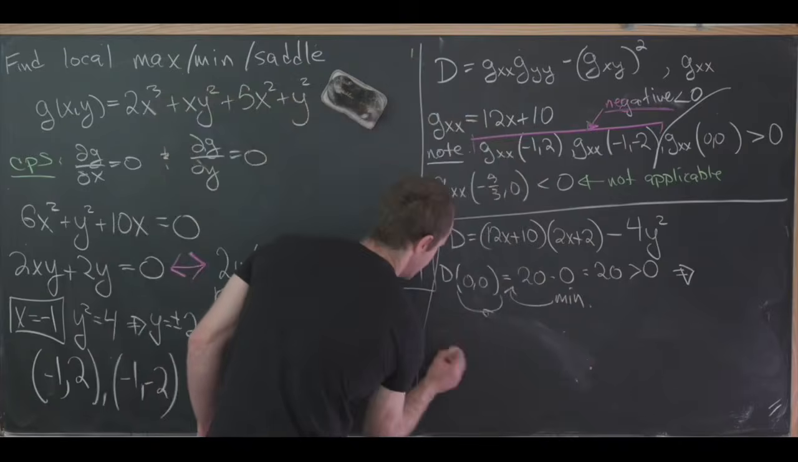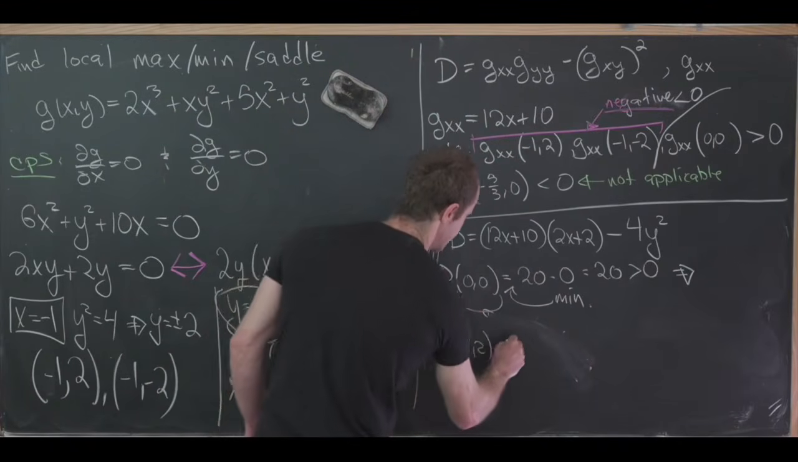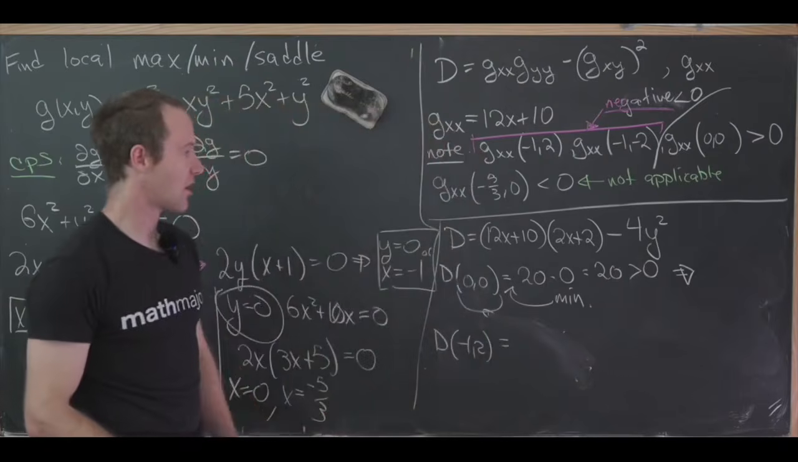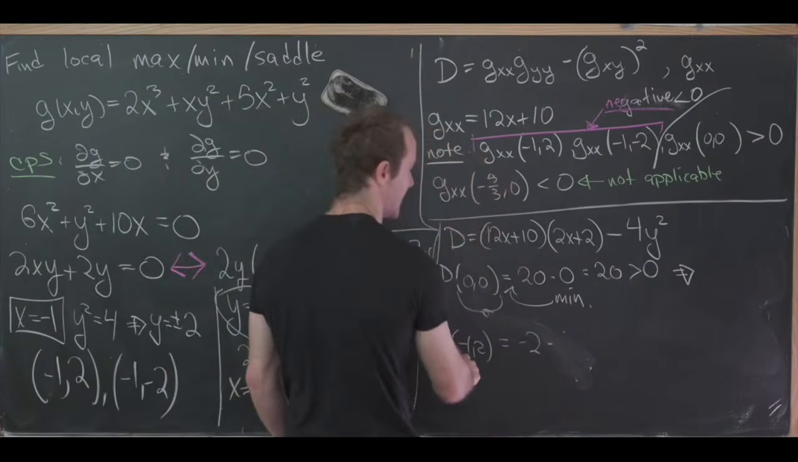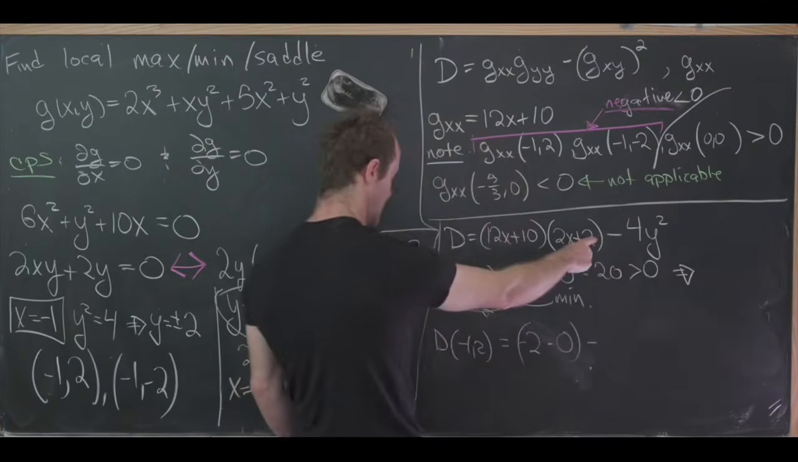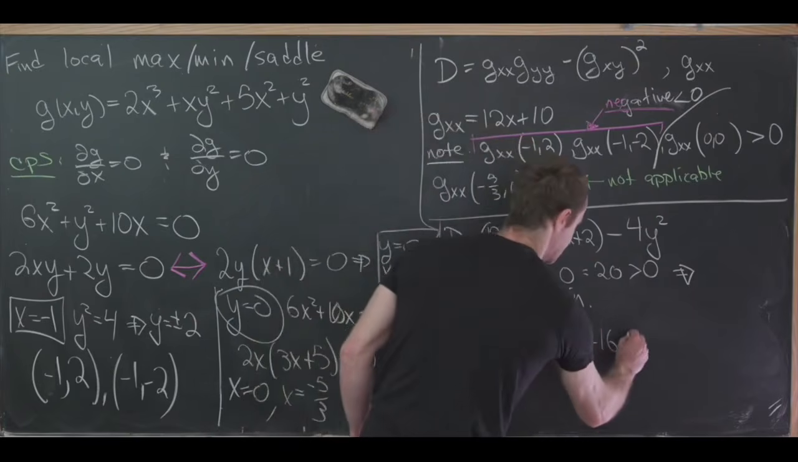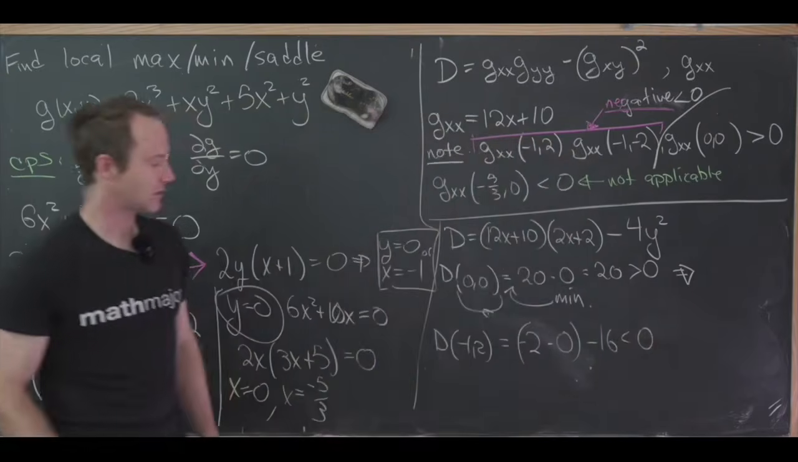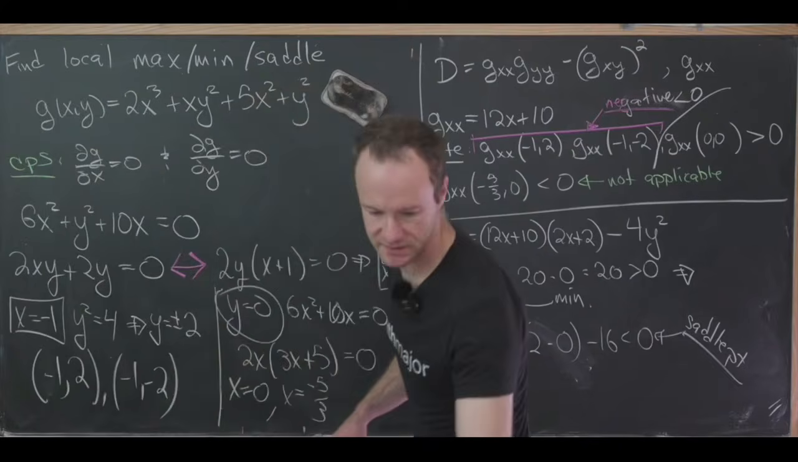And then let's notice the big D evaluated at, for instance, -1, 2. What does that leave us with? That leaves us with a negative number here, -2 times 0 here, then minus 4 times that, so minus 16, so this is less than 0. So this is a saddle point. Okay, so let's move on.